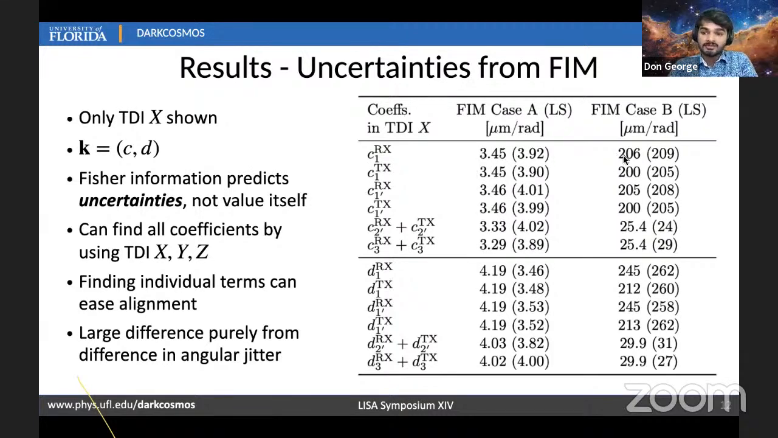One major difference between these cases that you can see is that in case A, we have about 5 micrometers per radian uncertainty, but in case B, we have about 200. And remember how I said that the noise profiles are very similar? This means that this difference has to be purely from angular jitter.